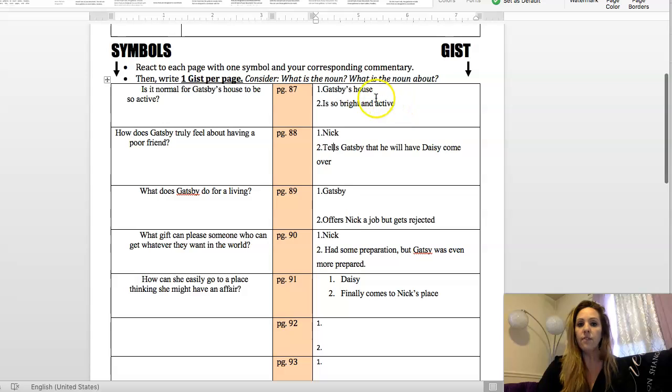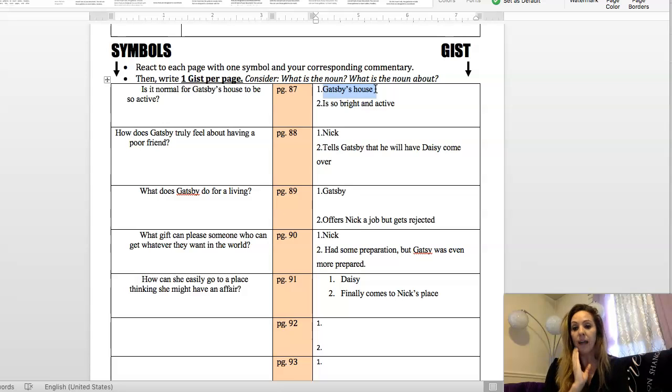I love that this student identified the nouns, but they did not specify noun, colon, place. In this case, he just put the place, Gatsby's house. And it's correct. That page was about Gatsby's house. And then he's asking himself, what is it saying about Gatsby's house? It's so bright and active. Those are his own words. It is totally accurate with page 87.